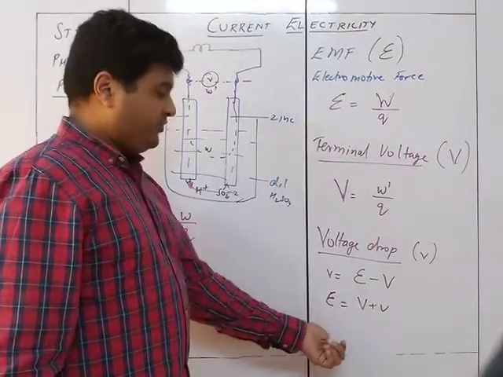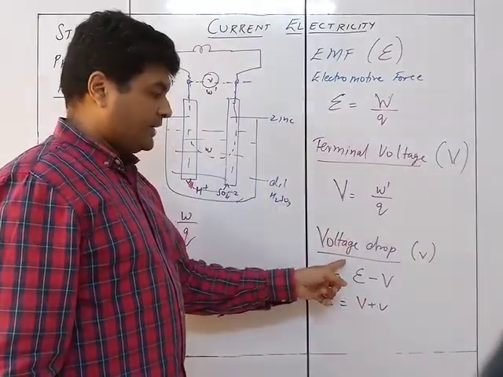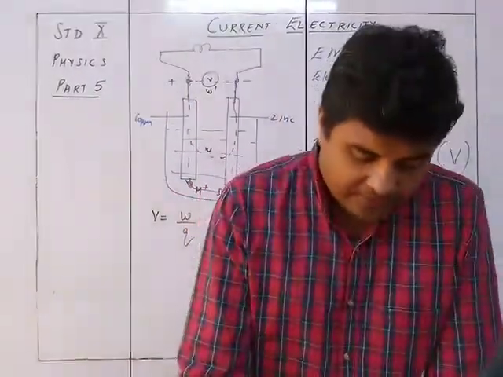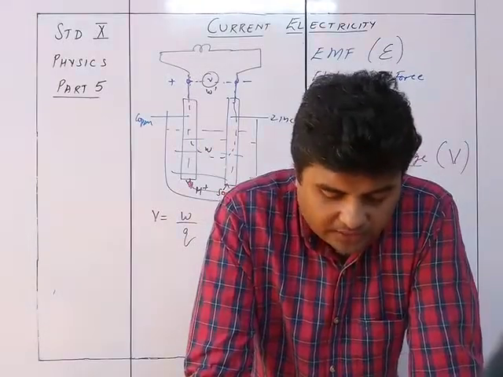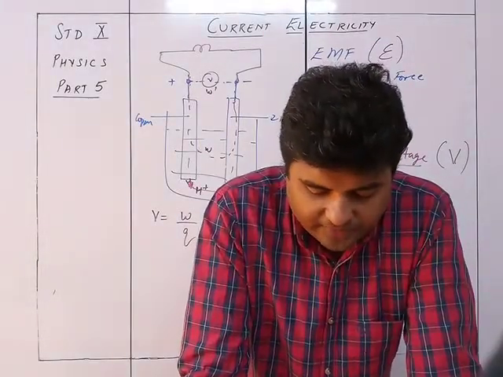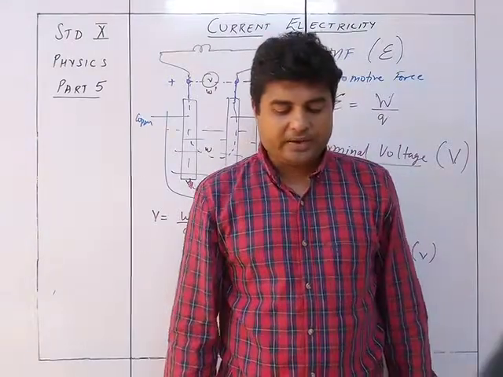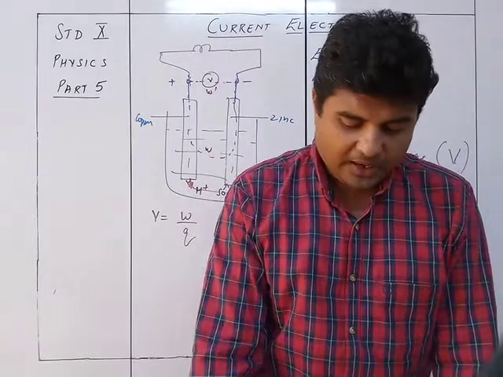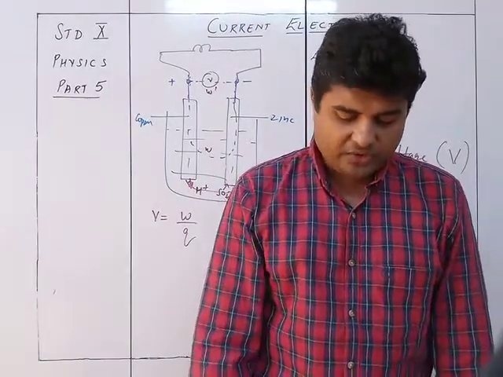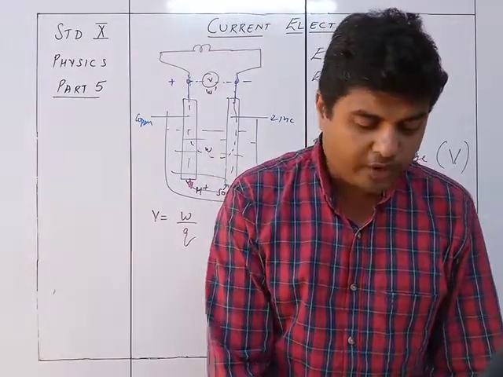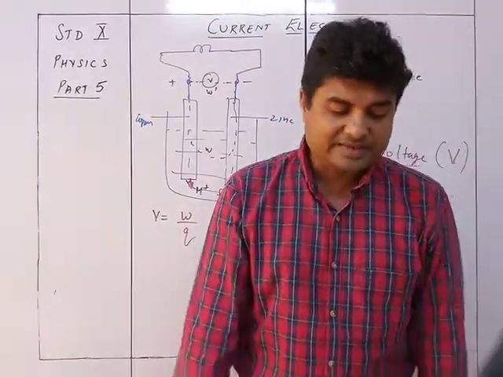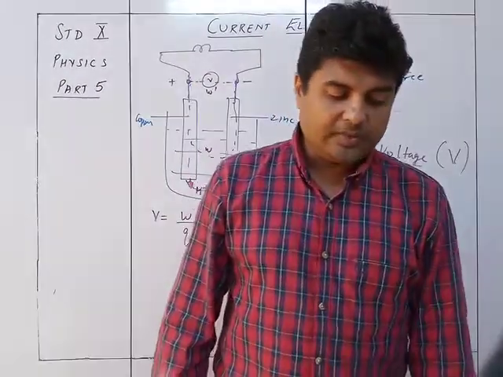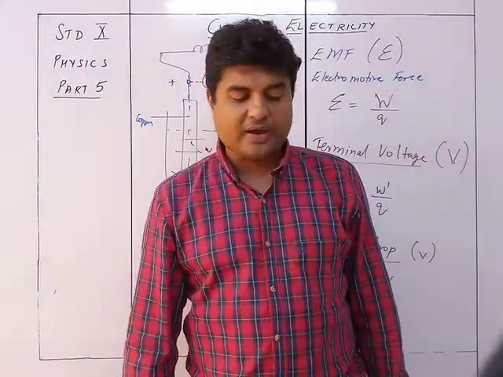So EMF is equal to terminal voltage plus the voltage drop, or the voltage drop is equal to EMF minus the terminal voltage. Thus, when current is drawn from a cell, its terminal voltage is less than its EMF epsilon by an amount equal to the voltage drop v inside the cell. When a heavy current is drawn from the cell, a large number of charge carriers flow through the electrolyte, and hence more work is done. This results in more voltage drop v, hence less terminal voltage V. Thus, the terminal voltage V of a cell depends on the amount of current drawn from it.